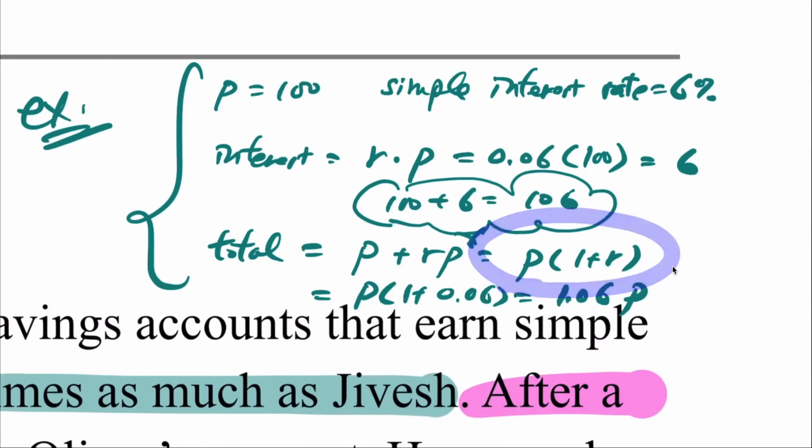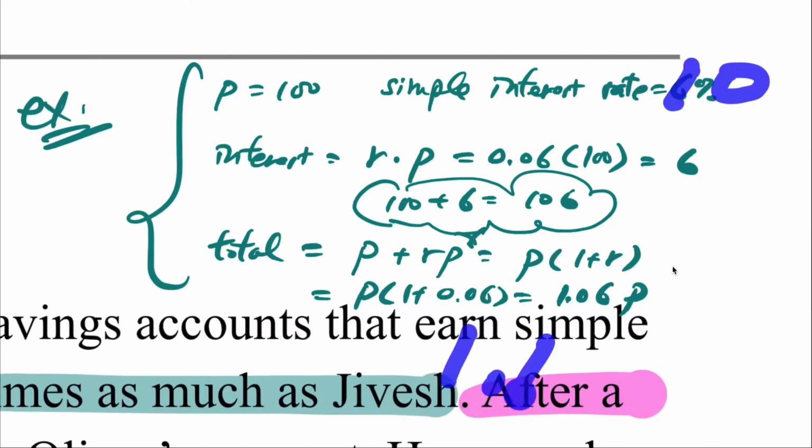If R is 6%, all this is saying is that we're adding that to 1. So 0.06 plus 1 is 1.06. So the money that you're going to get at the end of the year is 1.06 P. If you have 10%, that'll be 1 plus 0.1, 1.1 P, and so on and so forth.